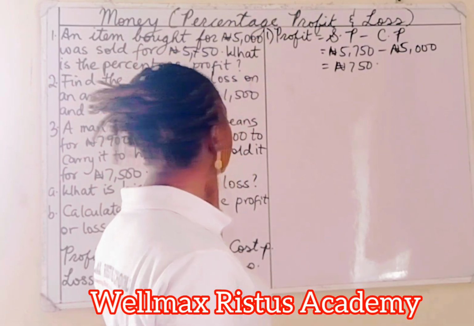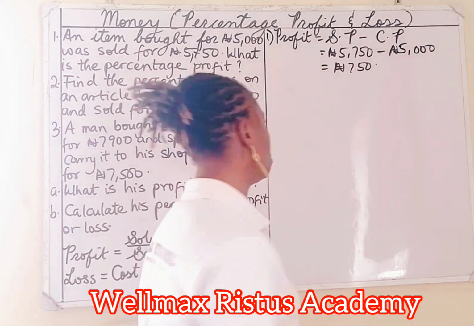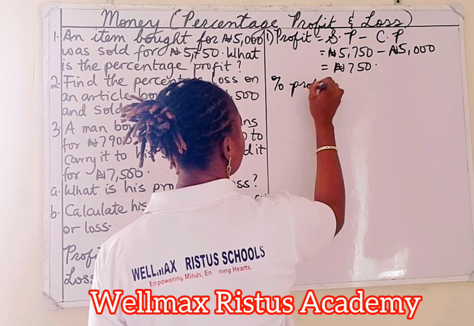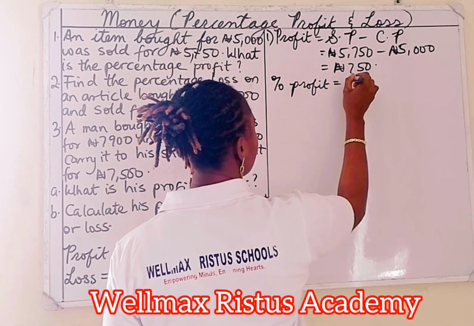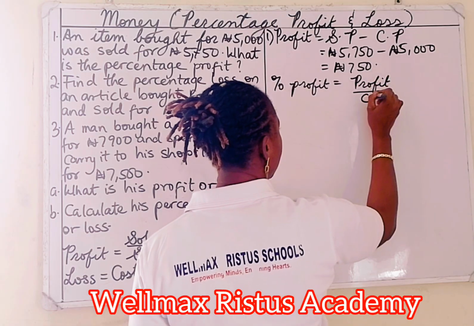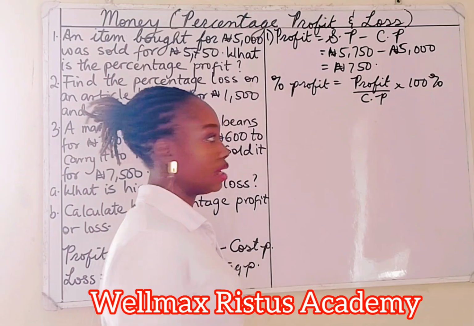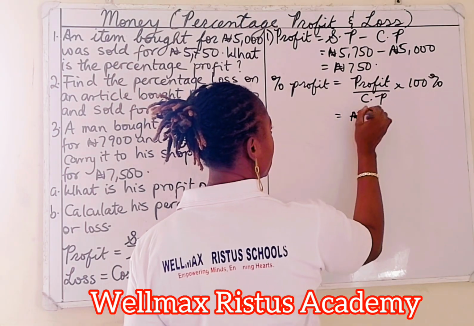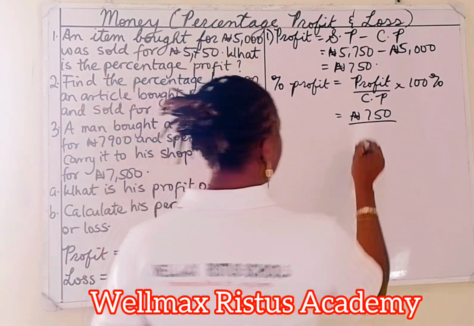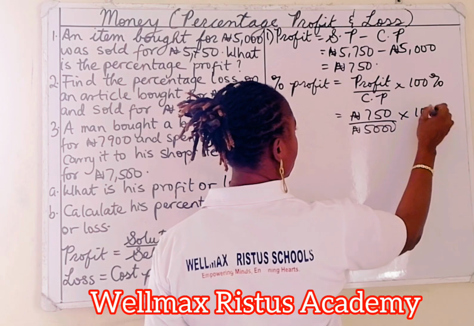Now this is where the main question is. What is the percentage profit? We'll be able to find the profit from what he bought and how much he sold it. So the percentage profit equals what? Profit divided by the cost price times 100%. Okay? And the profit is given to be 750 naira. And the cost price is what? 5,000 naira times 100%.